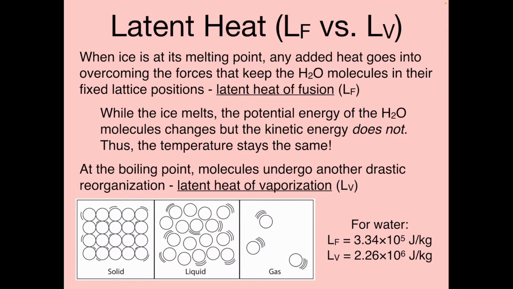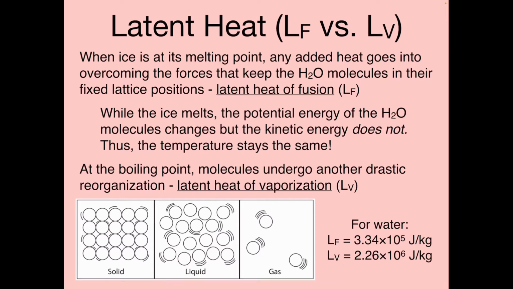And for water, the latent heat of fusion, LF, is 3.34 times 10 to the 5 joules per kilogram. So if you have solid ice at the melting point, for every kilogram you have, it's going to take 3.34 times 10 to the 5 joules to make it melt.